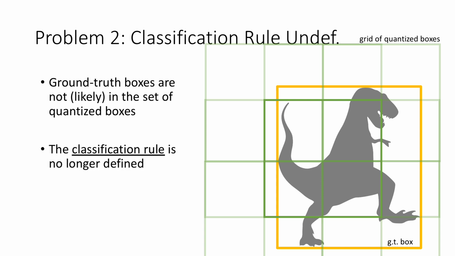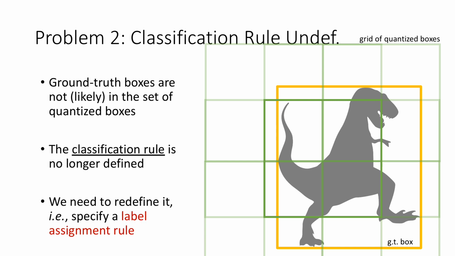When introducing the proxy problem, you might recall that I said the proxy problem will now involve classifying each of the quantized boxes rather than the original boxes. Now, the astute listener will have noticed that this task doesn't actually make sense, because the quantized boxes should all be labeled as background, assuming that none of them correspond exactly to the ground truth objects. And therefore, no objects would ever be detected. Therefore, we need to redefine the classification rule to something that is more sensible.